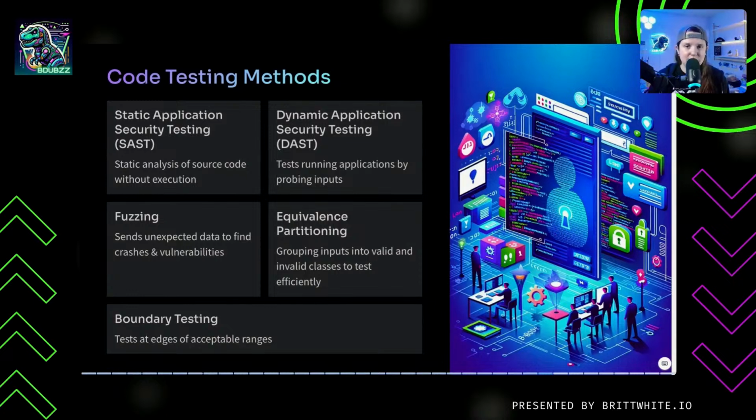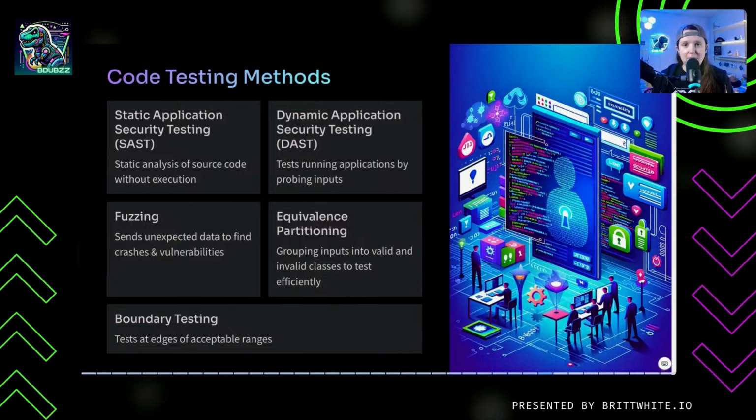Fuzzing is an interesting concept. It throws unexpected or random data at applications to find crashes and vulnerabilities. For example, sending extremely long strings or special characters to input fields to see what happens. 2 smart testing strategies are equivalence partitioning, which is grouping inputs into valid and invalid classes to test efficiently, and then boundary value analysis, which is testing at the edges of acceptable ranges, like minimum and maximum values.